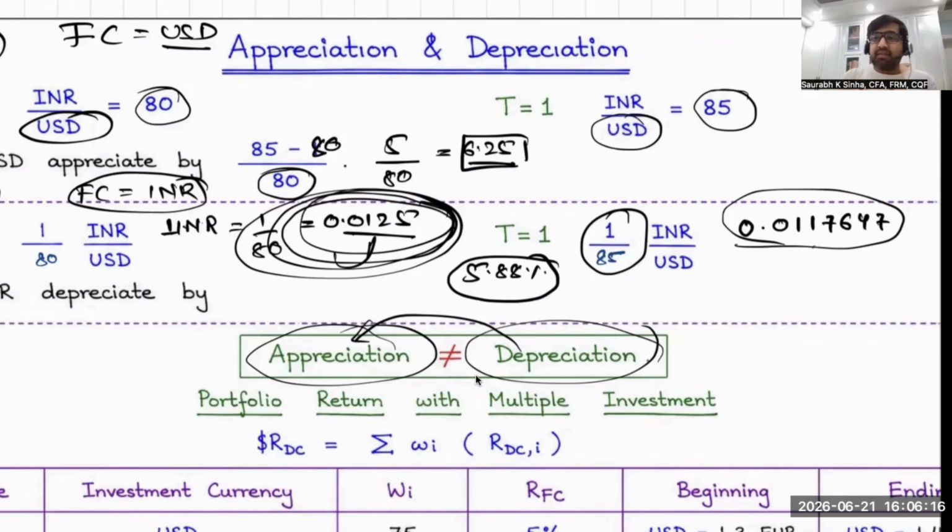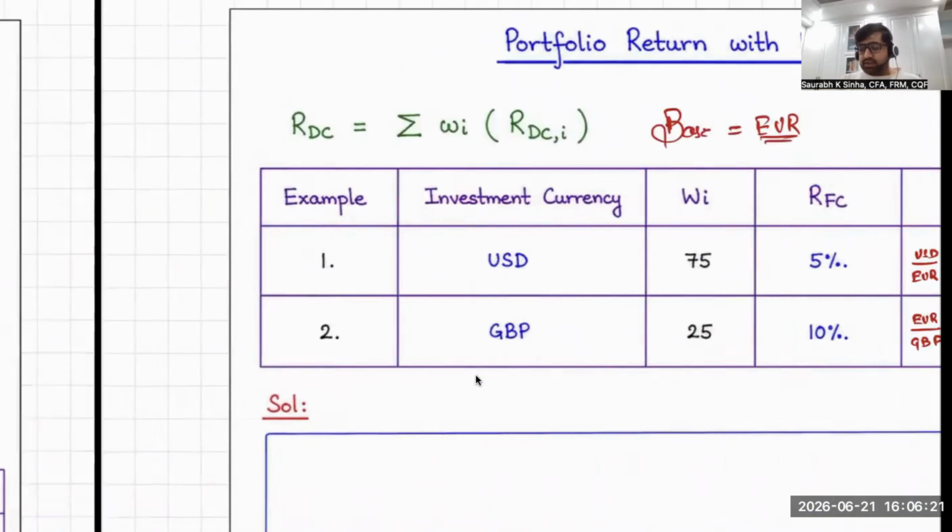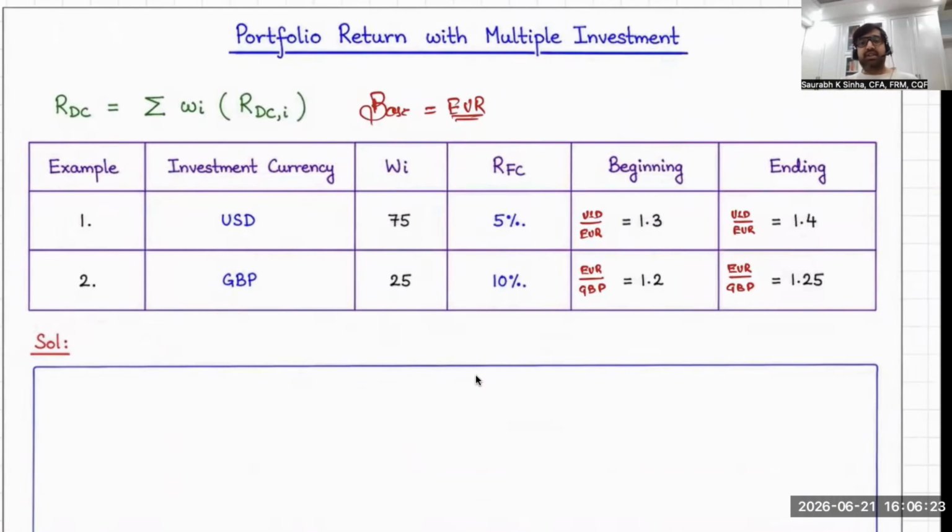Okay. If you haven't understood till now why this is important, let's do one question and try to understand what would be the effect if you're investing in two different foreign currencies with a weight of 75% and 25%. And if you have to calculate the final return of the portfolio in the domestic currency, which is EUR, then how would you calculate it?